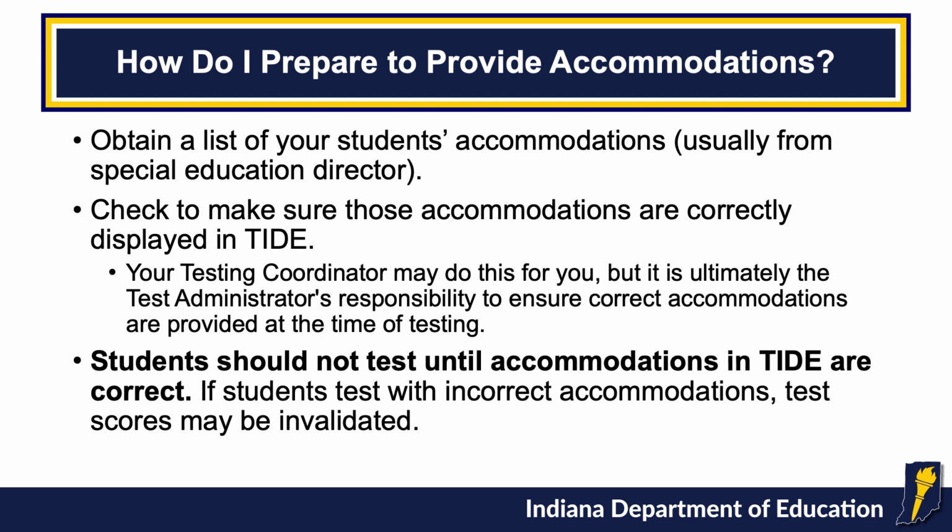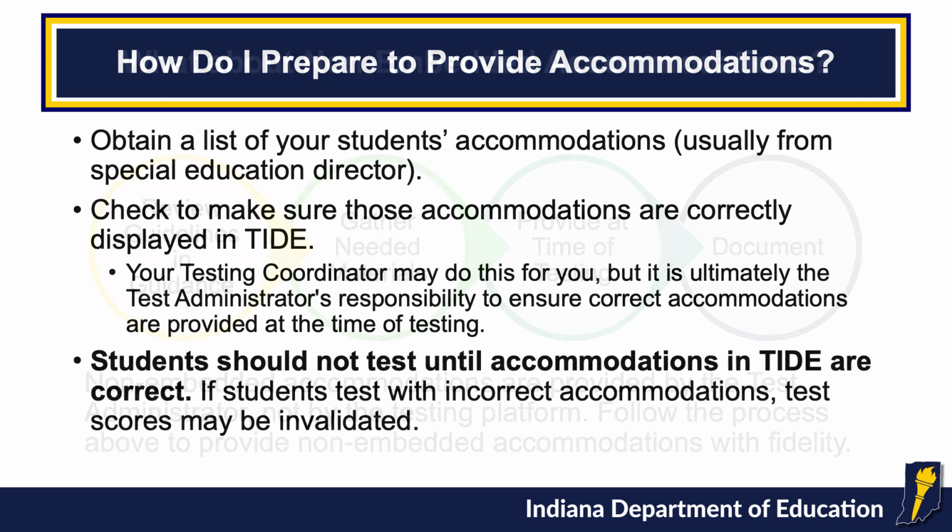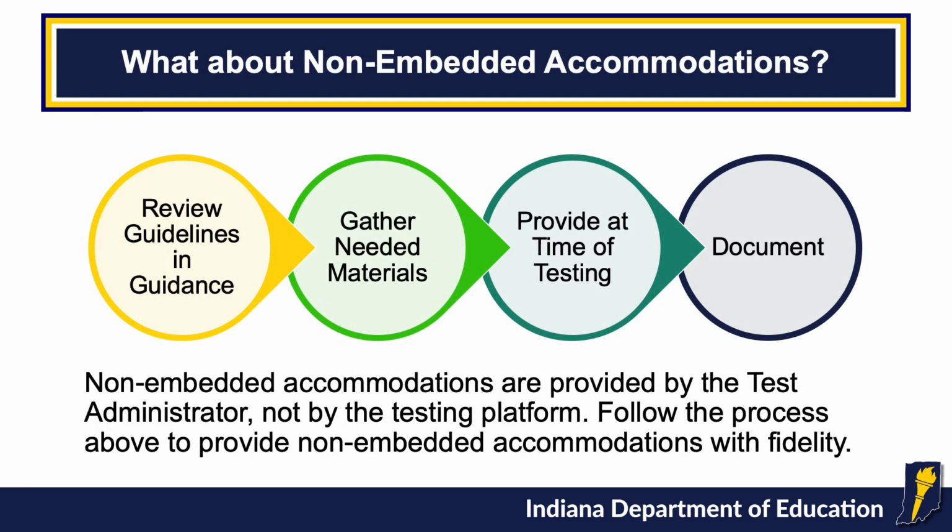If you find that a student's test settings are incorrect, contact your testing coordinator for assistance. Do not allow the student to test until accommodations are correctly assigned. If students test with incorrect accommodations, test scores may be invalidated. Non-embedded accommodations are not provided to students by the testing platform. They must be provided by the test administrator.